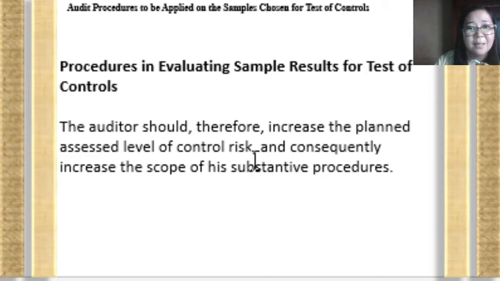In this case, the auditor will increase his planned level of control risk, meaning to say he has to revise the control risk that is preliminarily determined. He shall increase the control risk. Okay, and if that is the case, if the control risk is high, what will happen? The auditor will increase the scope of his substantive procedure to detect more misstatement. Okay, so that's the effect of that.